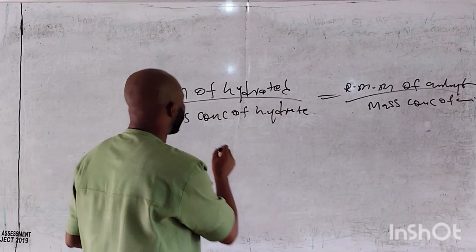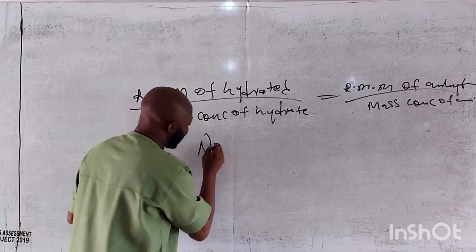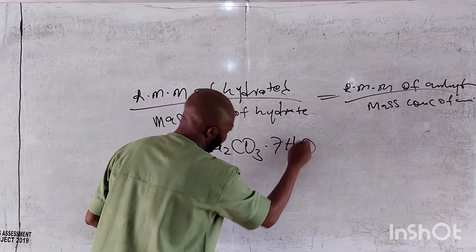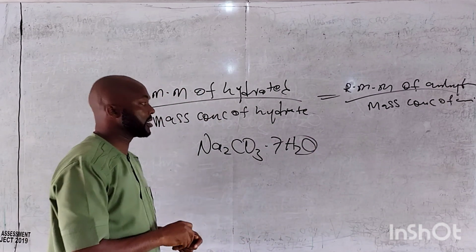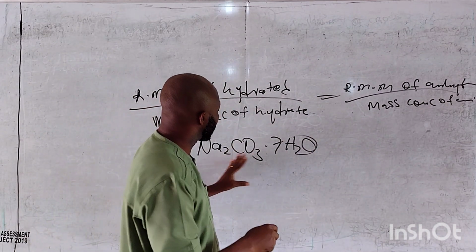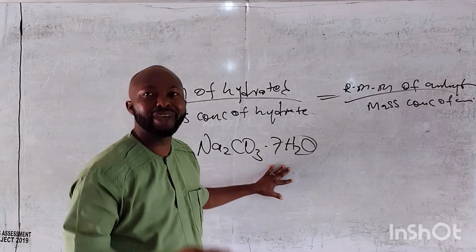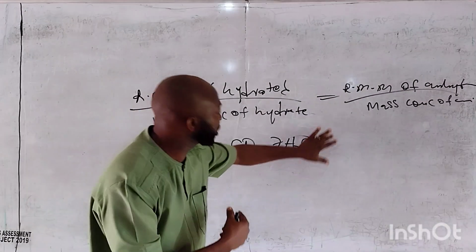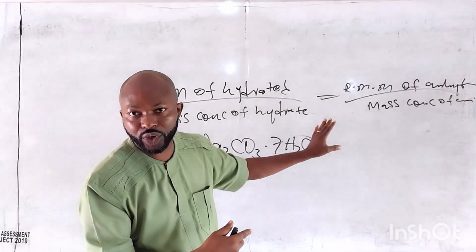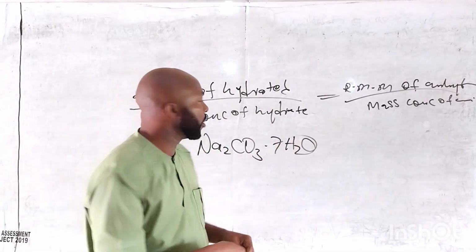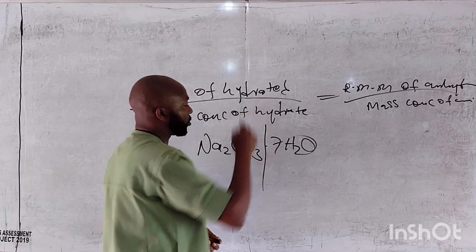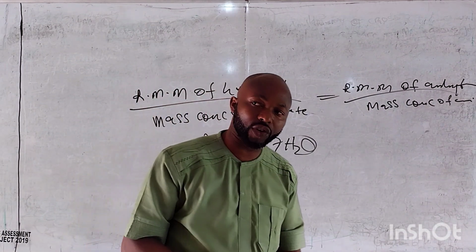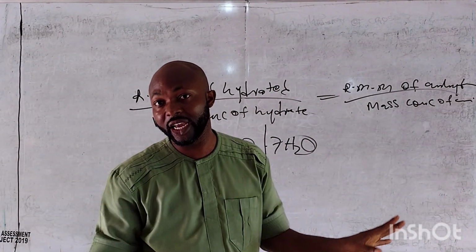Let's take, for example, I have my Na2CO3.7H2O. This is disodium trioxocarbonate(IV) heptahydrate. It means it contains 7 moles of water of crystallization in it. So this compound is hydrated because it contains a lot of water in it. But when we take the water out, we are left with this sodium trioxocarbonate(IV). We call it anhydrous, which means it does not contain any amount of water.